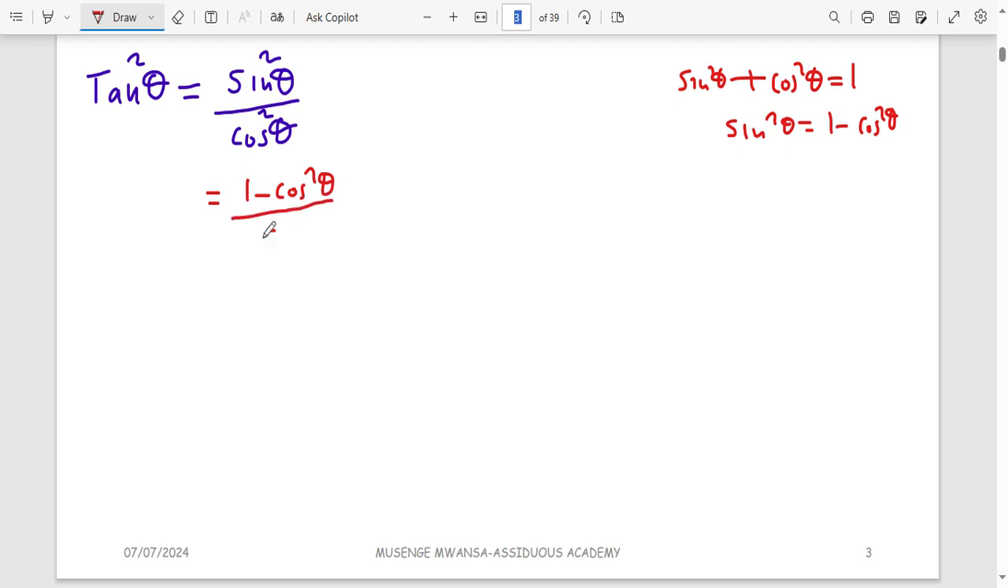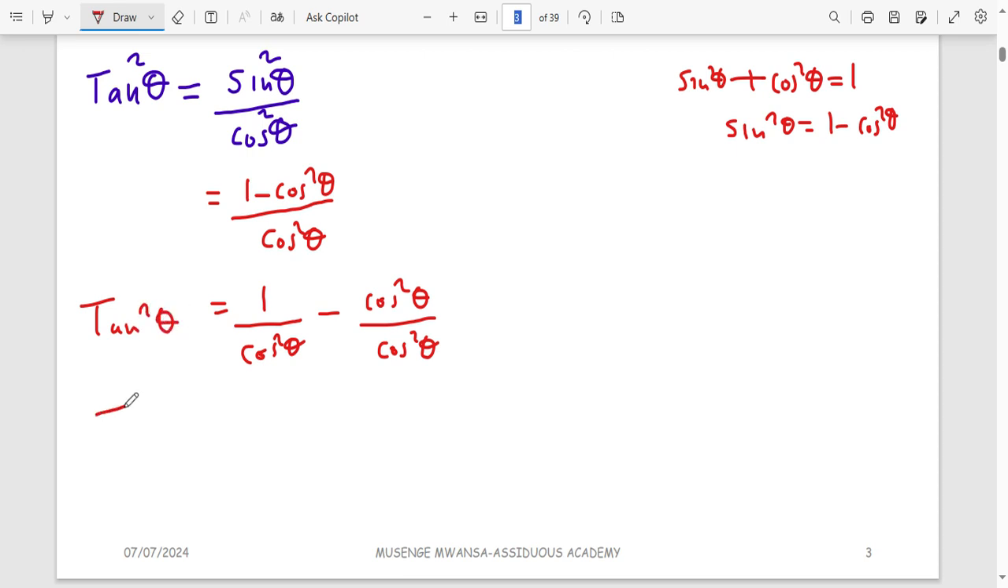Remember, everything is over cos squared theta. And then this is going to give us 1 minus cos squared theta over cos squared theta. I can as well split the numerator. So it becomes 1 over cos squared theta minus cos squared theta over cos squared theta, the denominator being split to both numerators. Remember, this is tan squared theta. Therefore, that ends up giving us tan squared theta being equal to 1 over cos.